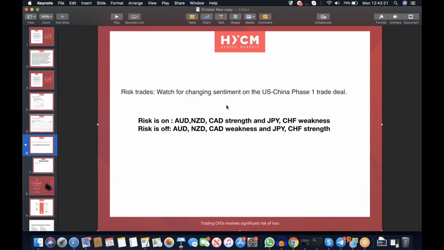If it looks like the phase one trade deal is going to go well and is going to be supported, then we can see risk on, and we see these corresponding moves in the currencies. Okay. So let me just show you that.